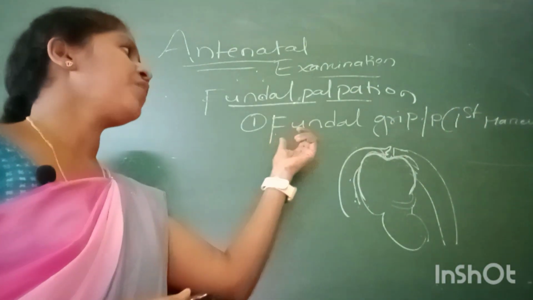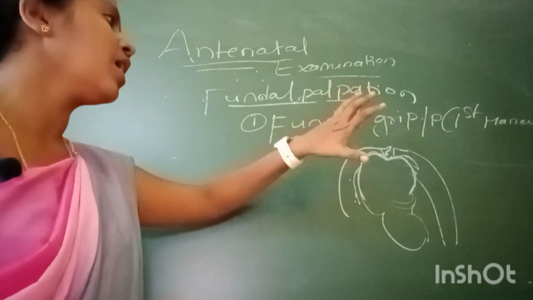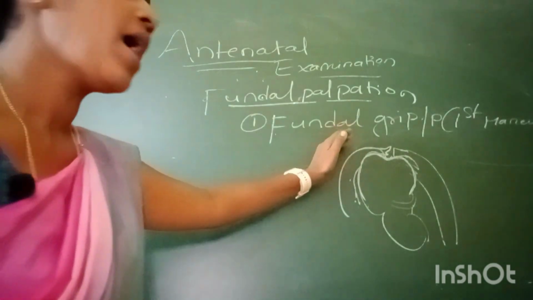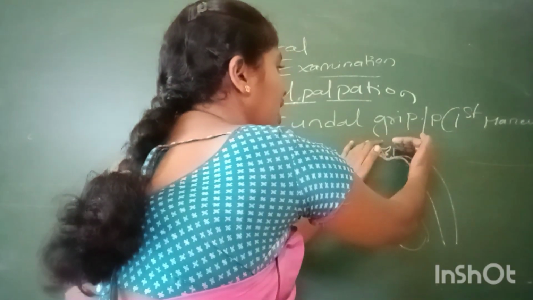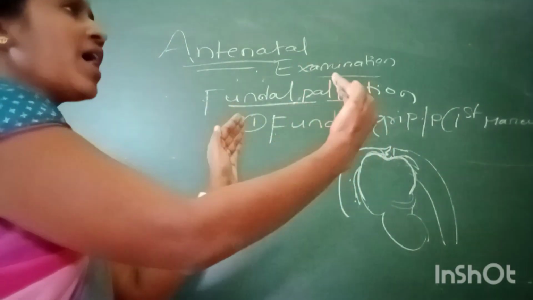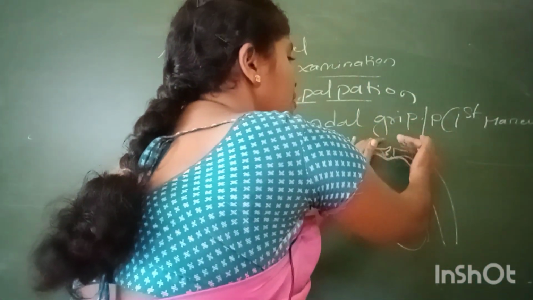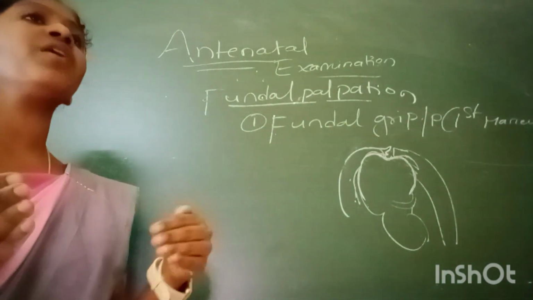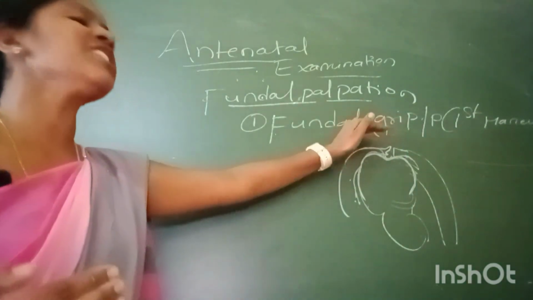Okay, the first one is fundal grip or fundal palpation. I already told you, the highest point of the uterus is called the fundus. By placing our hands on the fundus, we are checking the fundus of the uterus. Our hands are facing the mother's face, palpating the fundus. This palpation is to know where the head and where the buttocks, the breech, are present.